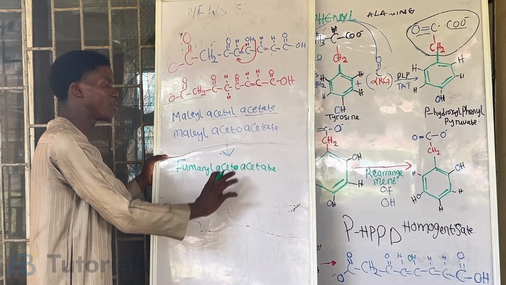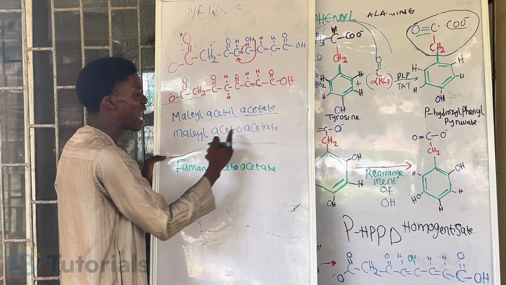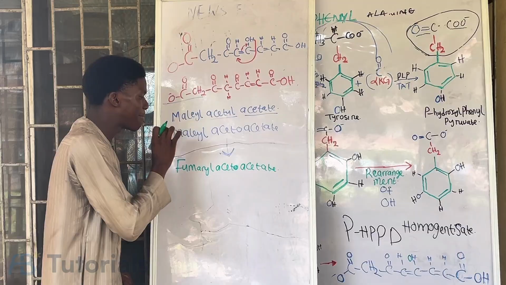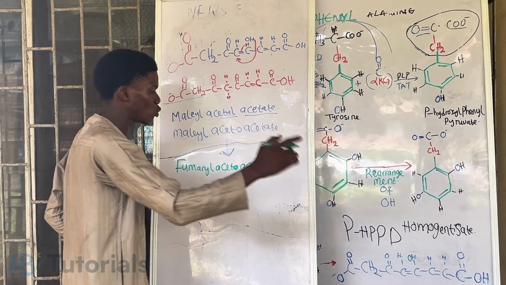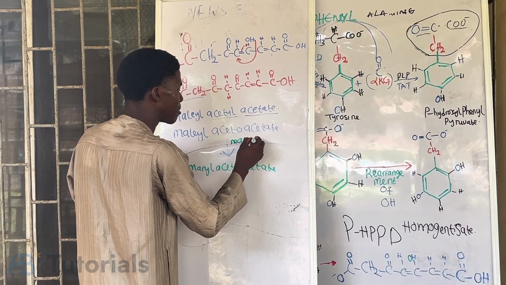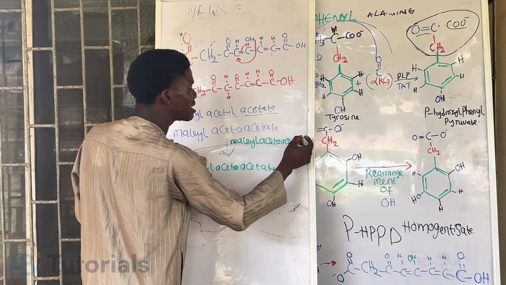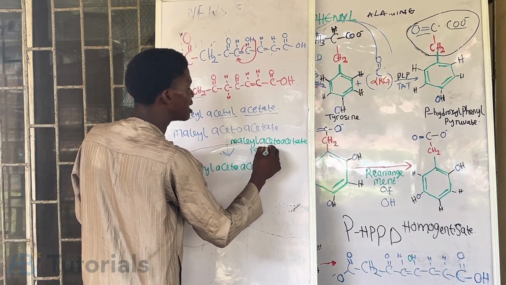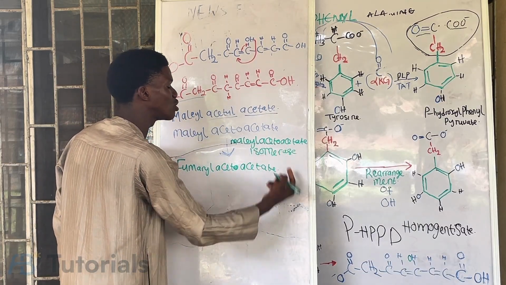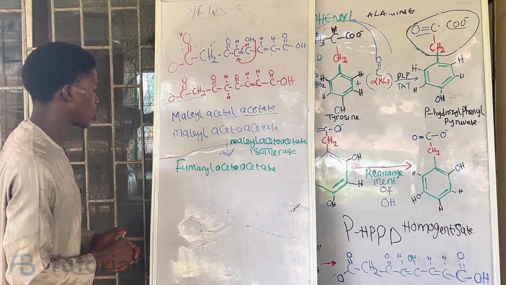Now, what do you think will be involved in this reaction? The enzyme that will be involved is just mallyl aceto acetate isomerase. So the enzyme here is mallyl aceto acetate isomerase. That is an enzyme that converts mallyl acetoacetate to its other isomers. Isomerase. I hope that is clear.